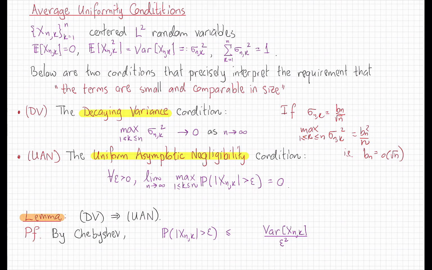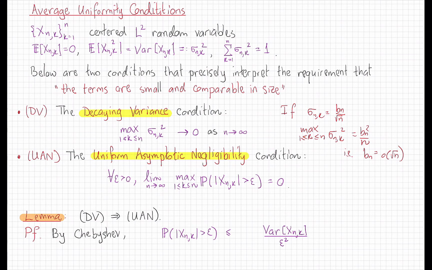Small was what we would get with just this term going to 0, but the maximum could still fail to go to 0 in that case, meaning that some terms along each row stay large while most of them get small, in which case an average could still be small, even though some terms remain large. That doesn't happen when we impose this maximum constraint. And it turns out that the decaying variance condition implies the uniform asymptotic negligibility condition. That is a simple application of Chebyshev's inequality.